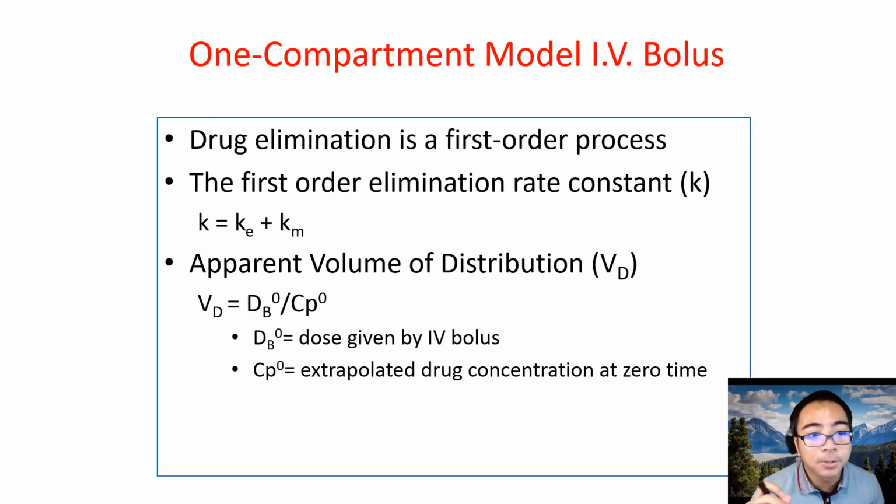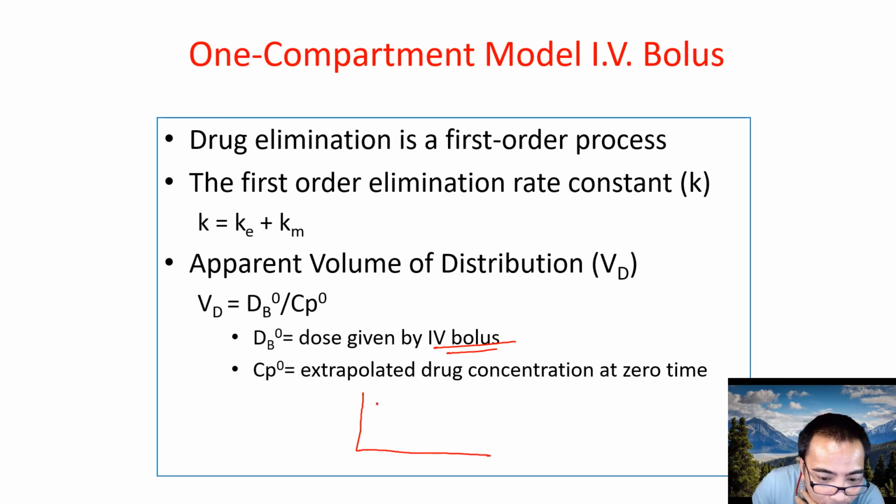So, the drug elimination is a first order process, with a first order elimination rate constant. The apparent volume of distribution is simply computed as the dose given by IV bolus over the plasma concentration at zero time. Now, one thing you have to remember, class, it's impossible to get the plasma concentration at zero time. Normally, we get the concentration after 1 hour, 30 minutes. So after 1 hour, magpa-plot tayo. Ang line natin, class, gumugukhang ganyan.